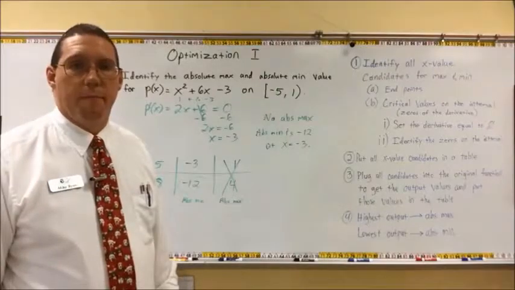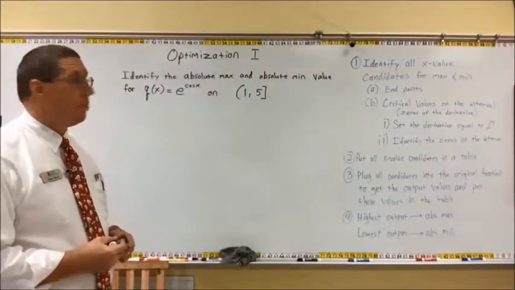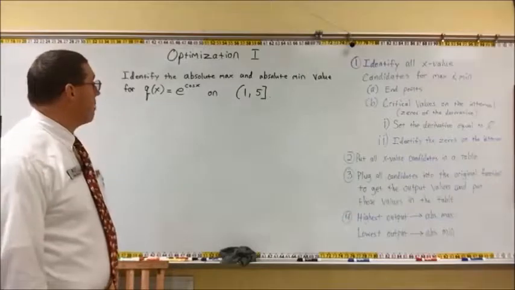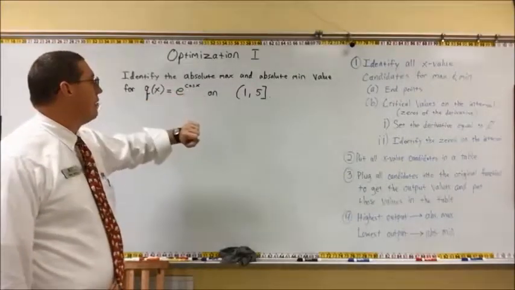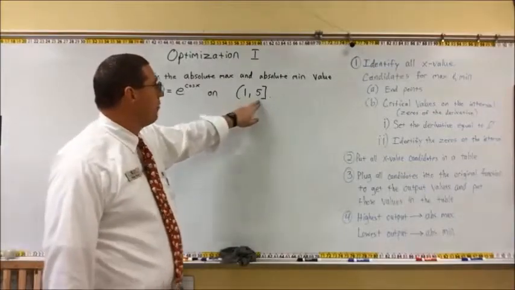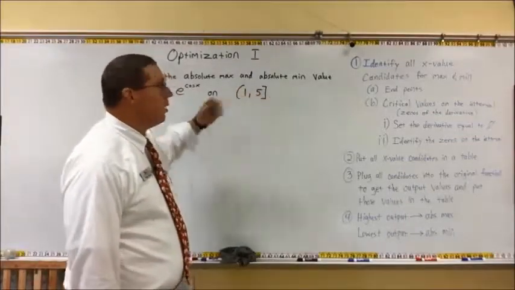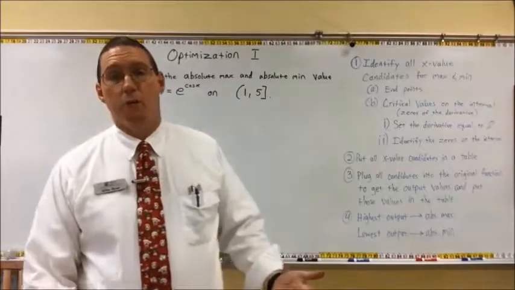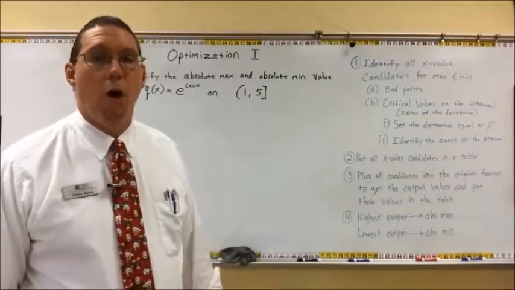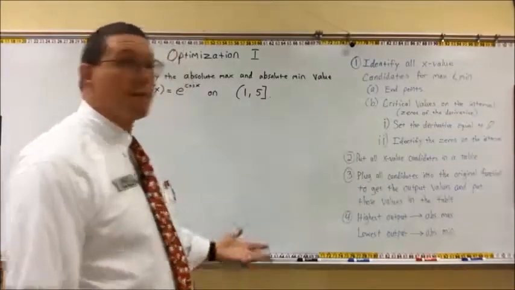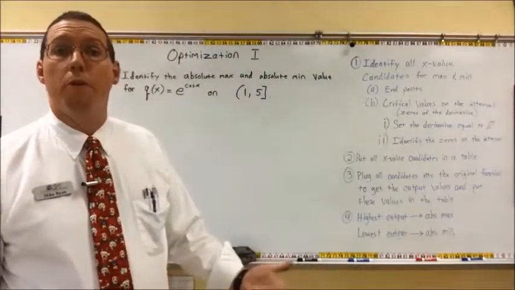Let's try another example. All right, here's another example. It says identify the absolute maximum and the absolute minimum value for q of x, which is e to the cosine of x, on the interval from 1 to 5. 5 is included, 1 is not. Because we do not have a closed interval, we cannot guarantee an absolute maximum and an absolute minimum on this interval. Okay? But that doesn't mean that we can't look for one of them or both of them anyway.